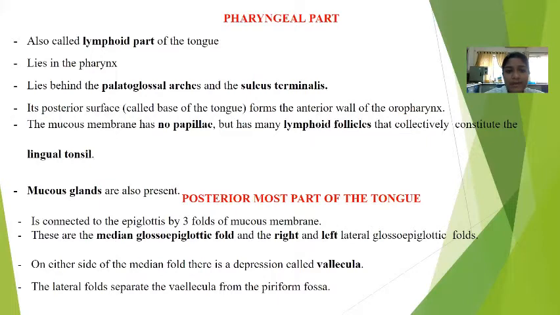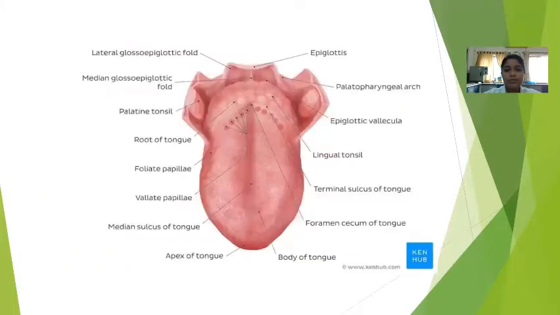The mucous membrane has no papillae but has many lymphoid follicles that collectively constitute the lingual tonsil. In this, mucous glands are also present. So, this is the posterior most part of the tongue.